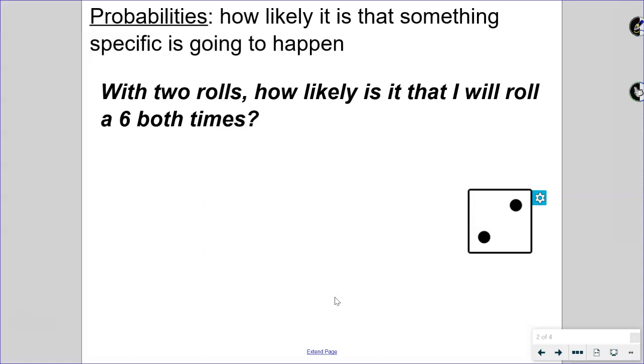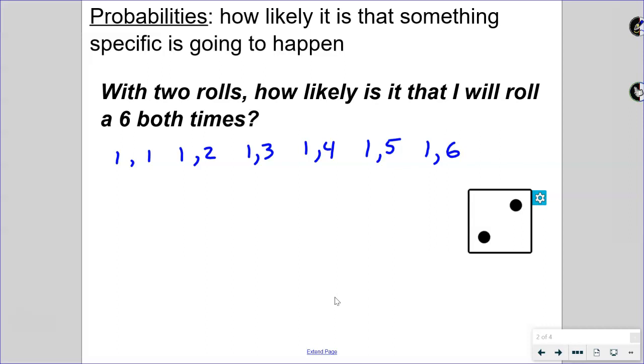So here's what I know. I know that I could potentially roll a 1, and then I could roll a 1 again. And I can roll a 1, and then I could roll a 2. And I can roll a 1, and then a 3. And I can roll a 1 and then a 4. And then I can roll a 1 and then a 5. And I can also roll a 1 and then a 6. So let's be clear. I'm going to move those over, give myself a little more space here.